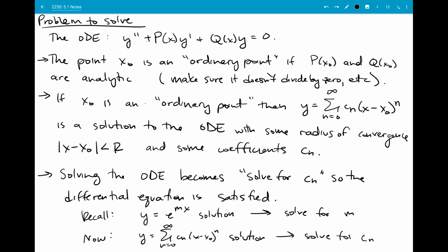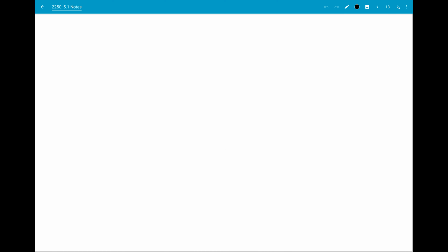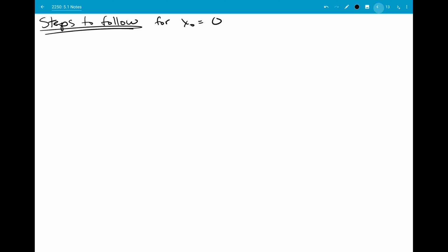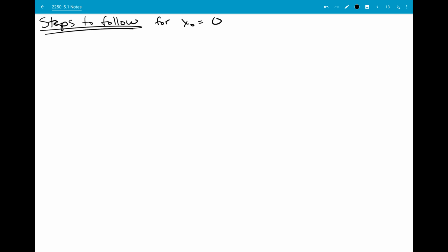And so I wrote out all the steps to solve this type of problem. And I think I can get through them in 5 minutes. So I'm going to squish them into this video. So, steps to follow. And these are all going to be for x0 equal to 0. So the ordinary point we're going to talk about is x0 equals 0. You could repeat the same process for any point that is an ordinary point. 0 usually is one, so that's why we're just going to practice this problem with this type of point.